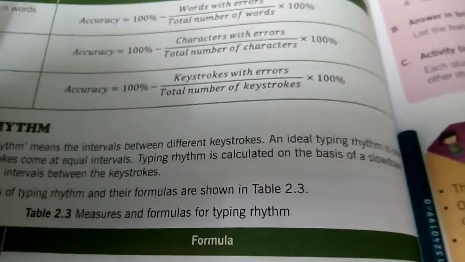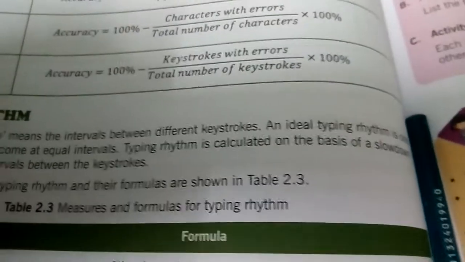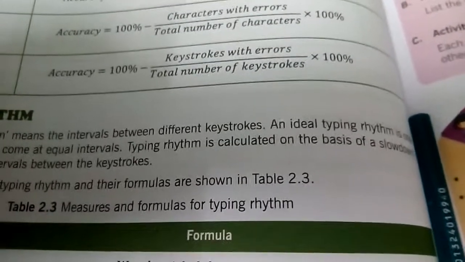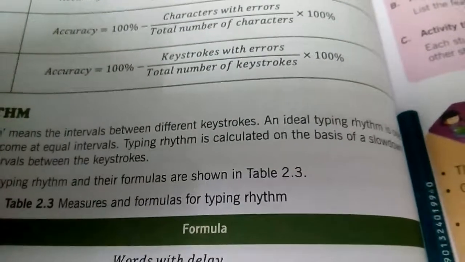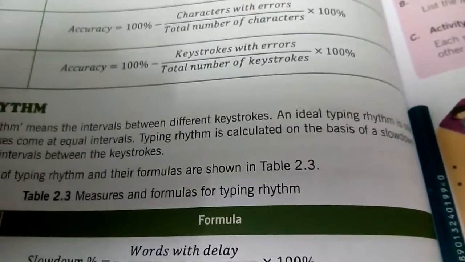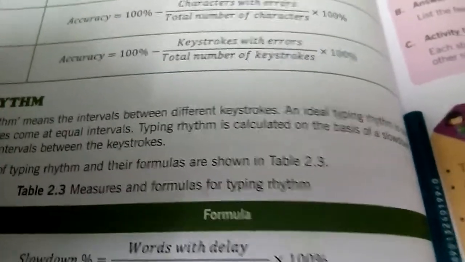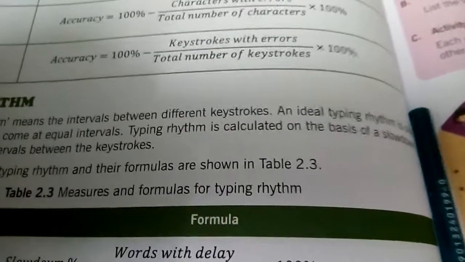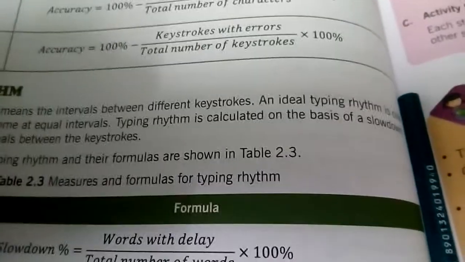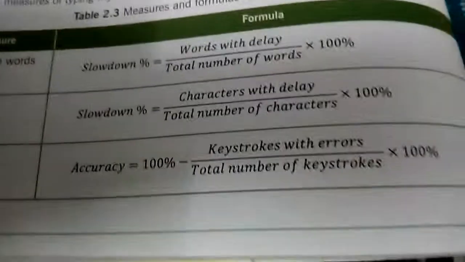So typing rhythm is calculated on the basis of a slow down or an increase in the intervals between the keystrokes. Suppose once you have typed within 1 second, and the next is 1.5 seconds. That means the rhythm is different. So there are different types of measurements you can see here.